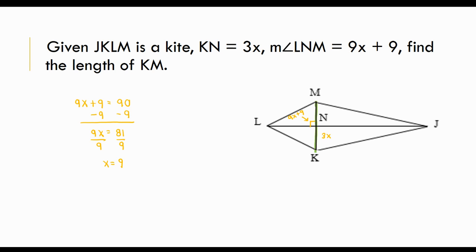Well, notice that I'm not giving you an expression for KM, but I am giving you an expression for KN. If we think back to the other kite problem, remember the smaller diagonal is always the one that's being bisected. So those two little pieces are congruent. And if KN is 3x, so is MN. So that means that KM is really 3x plus 3x, so that really is 6x. And now I know that x is 9. So 6 times 9 is going to get me that length, and so that's going to give me 54.